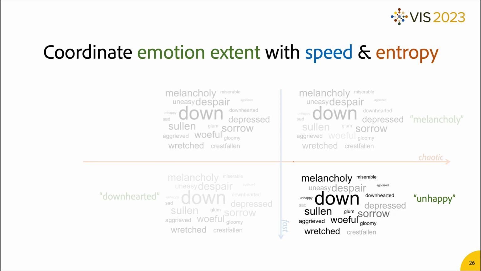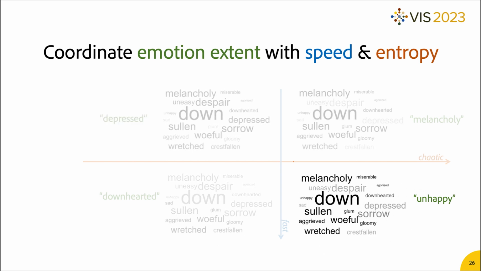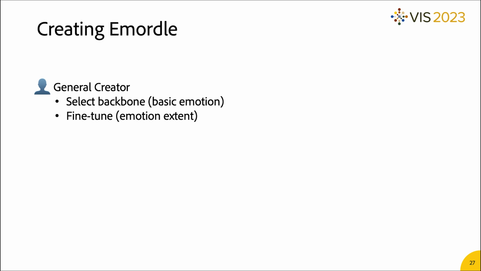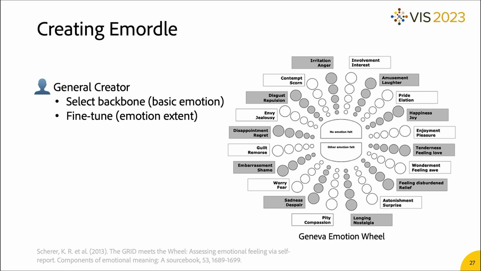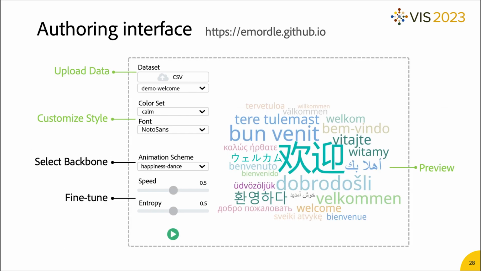So with entropy and speed, I, as a creator, can tweak the animation details and arrive at the best match for the intended emotion. In summary, our approach allows general users to create Emordle in 2 steps. First, selecting the backbone animation, and second, tweaking the animation detail for different levels of emotion. To capture the full emotion space, as illustrated in this figure, we envision an ecosystem where designers can contribute to effective design of backbone animations and appropriate representation of entropy.